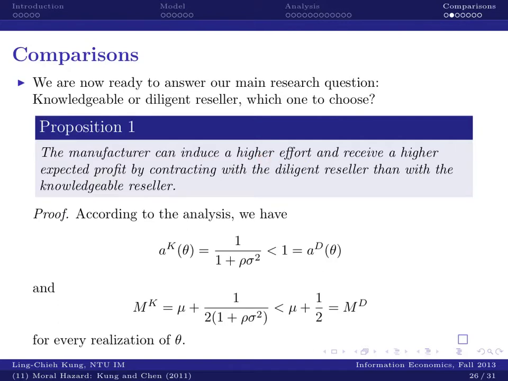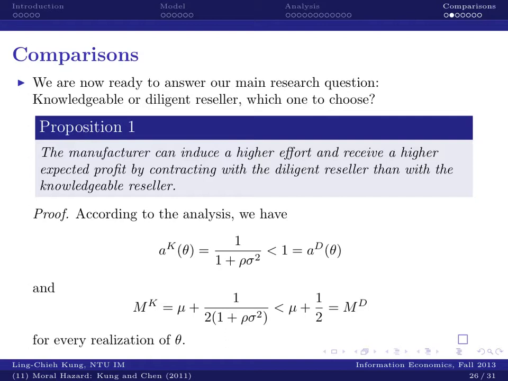For the effort, we can show that the induced effort level for a knowledgeable reseller is this one. The impact of the pure moral hazard problem shows up here. For the diligent reseller, the result is just efficient. So we can show that this is always better. For the expected profits, the case with the diligent reseller is also better, okay, because we have this direct comparison. So that's why we can guarantee that including a diligent reseller is better. So with this mathematical reasoning, now we have proved it.